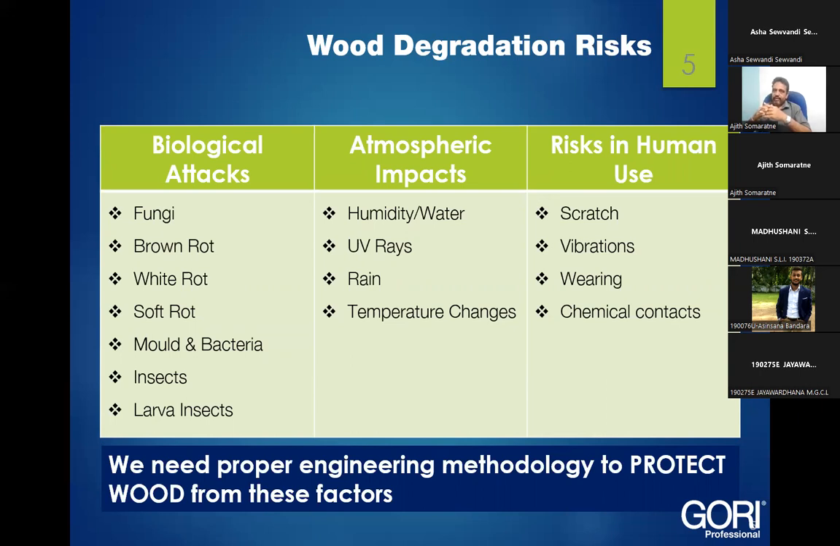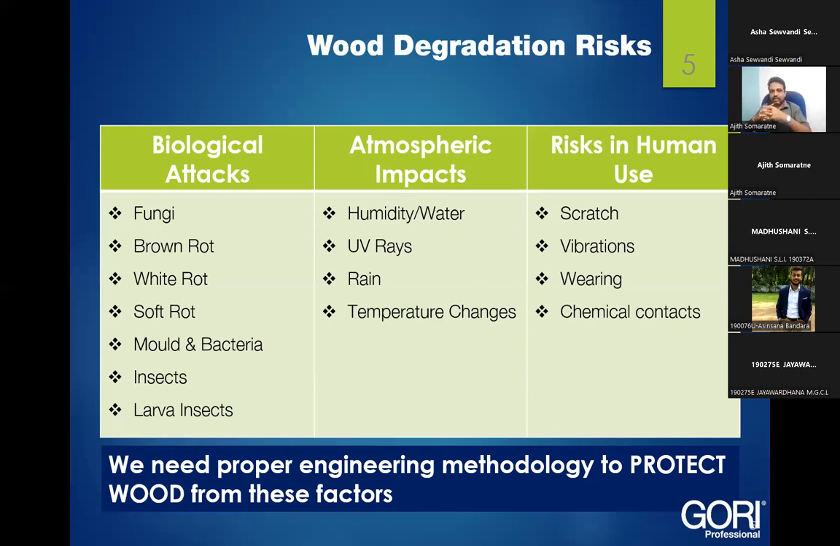We can divide these degradation factors into two, but here I have shown you three. The first one is biological attacks, the second one is atmospheric impacts. These are the common categories into which wood degradation factors fall. But I mentioned here the risk in human use, because the first two categories are not relevant to our use but common for any application, right? We cannot forget human activities also, because a wood construction or furniture or anything will be used by humans. So there may be some interactions that will damage the wood. So we have to consider those factors also.